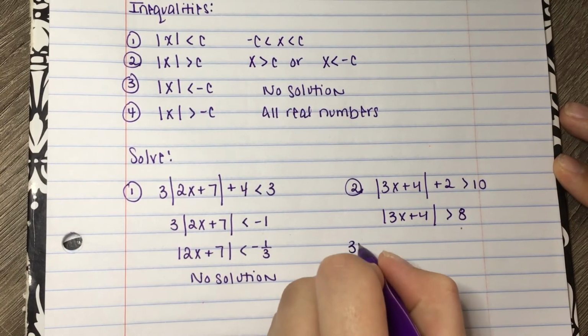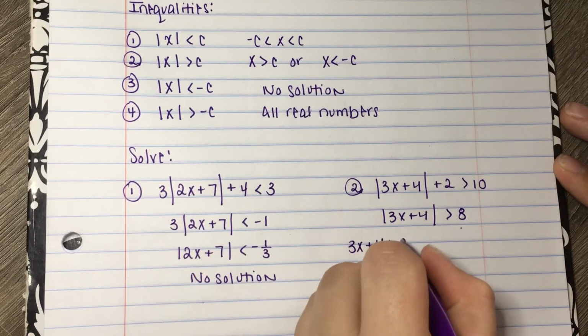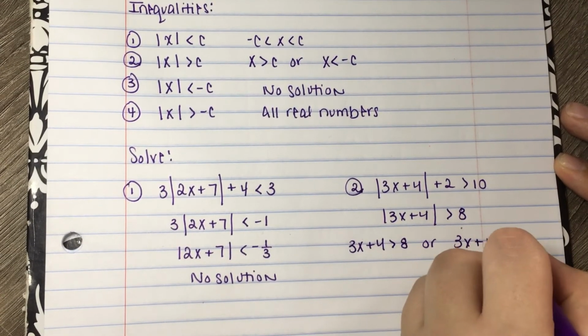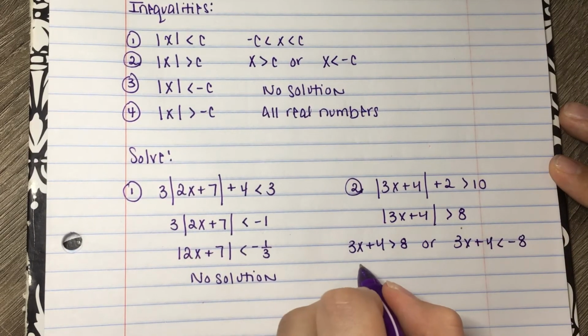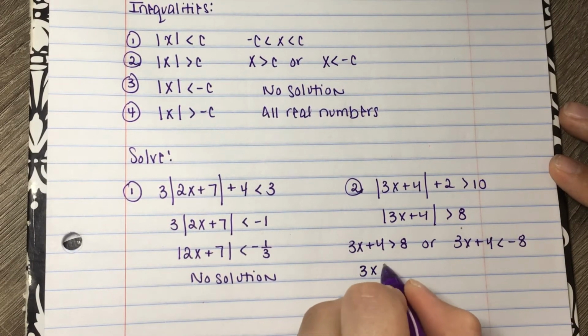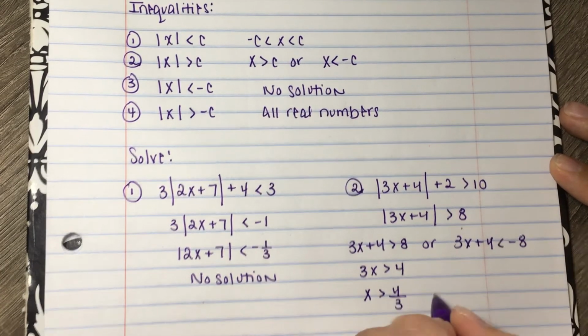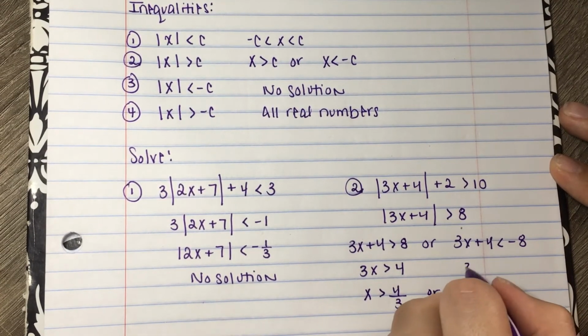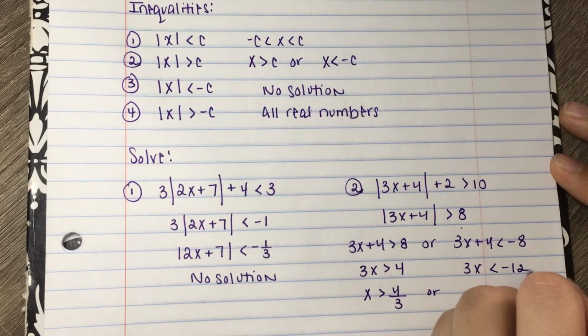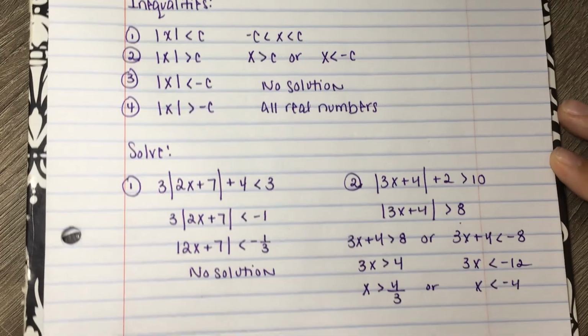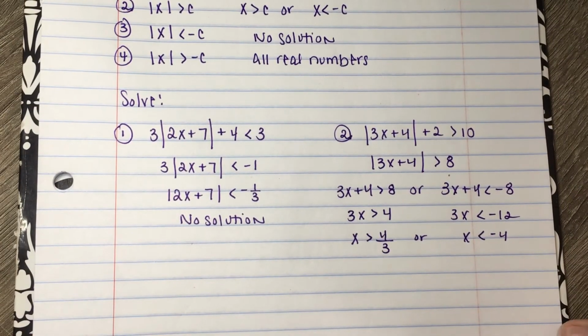That means everything inside the absolute value sign is greater than c, or everything inside the absolute value sign is less than a negative c. And then I'm just going to isolate x now by subtracting 4, dividing by 3. That's my one solution. Or I subtract 4 and I divide by 3. Now I said we can write these as 2 separate solutions and then combine them together.